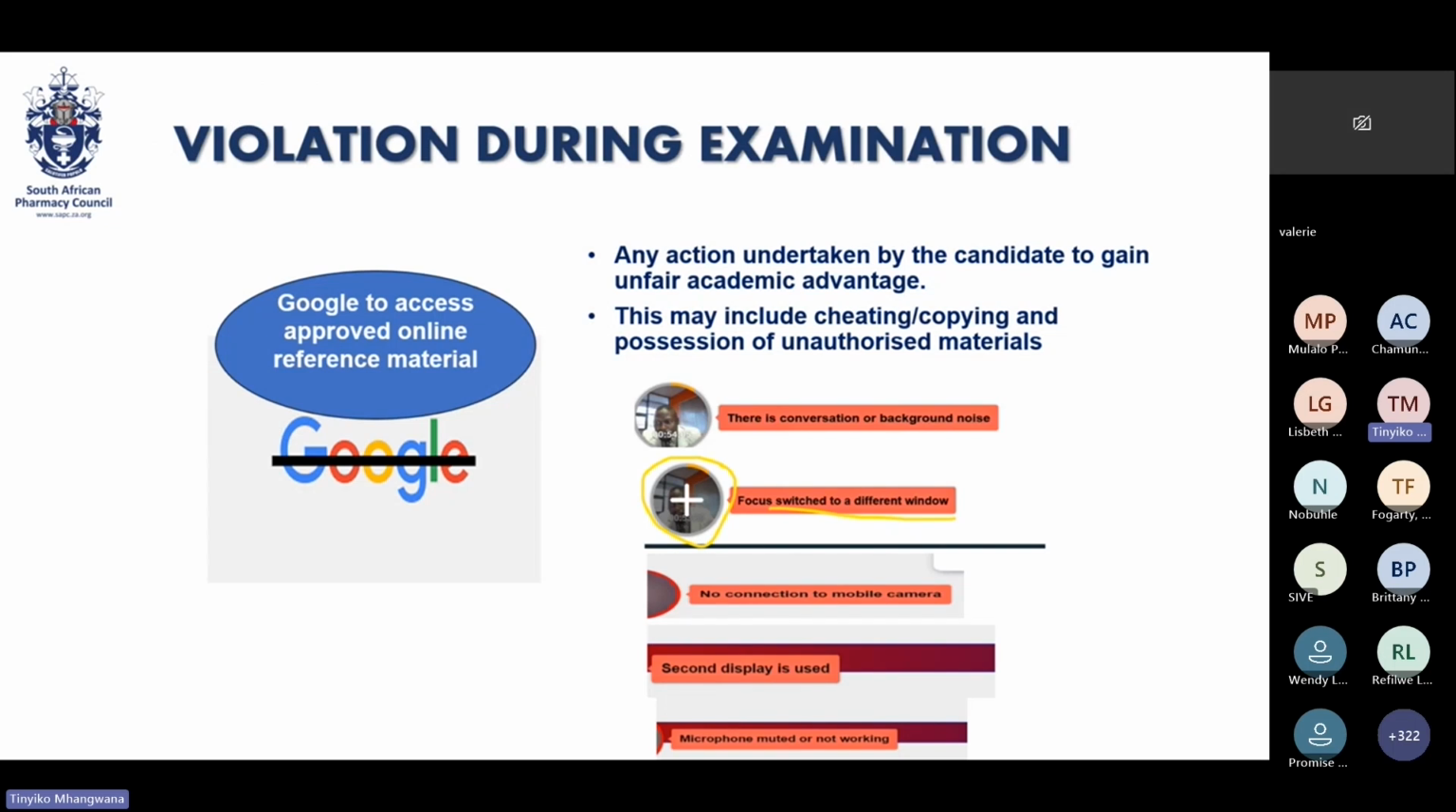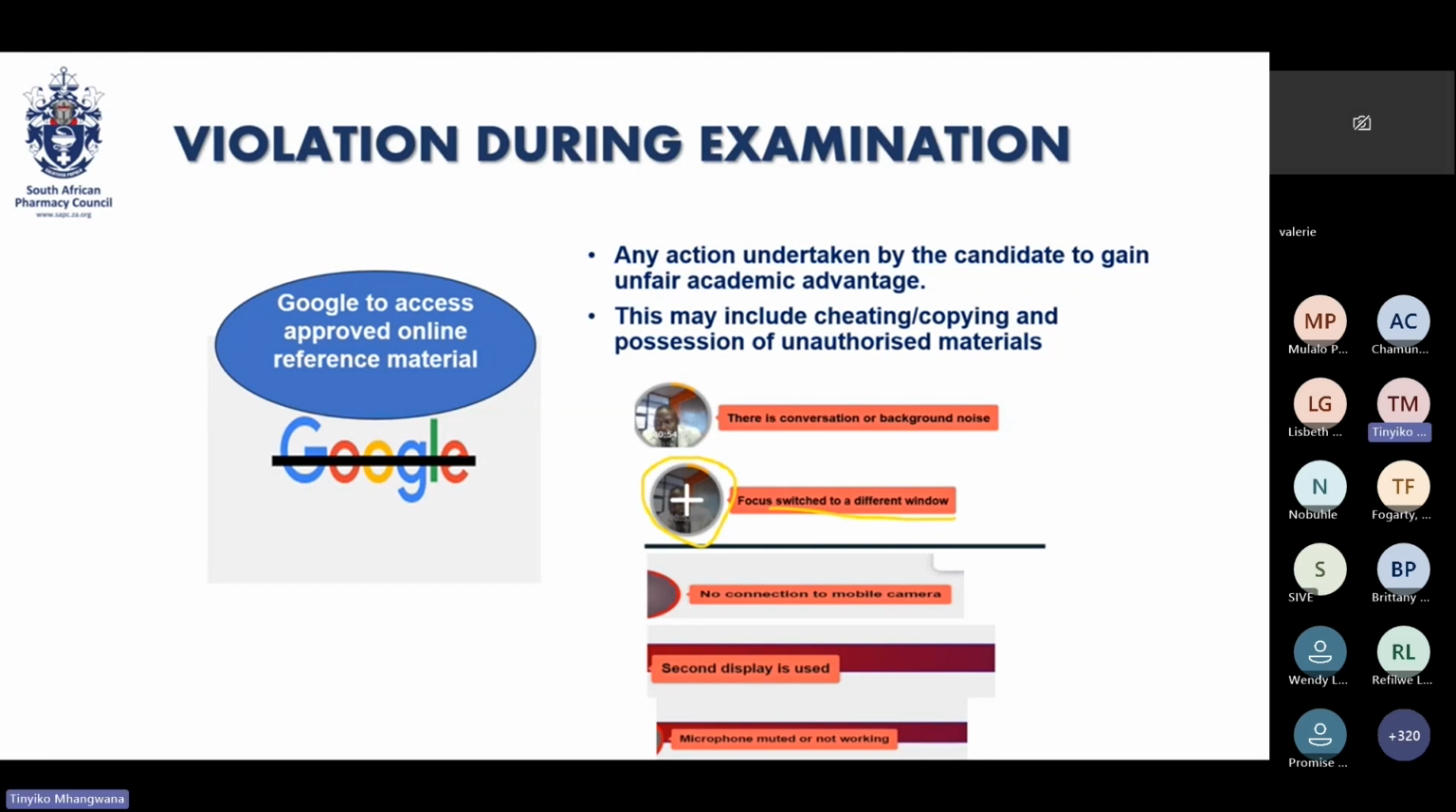There are violations that the system picks. If you are in a room and you're busy talking with other people, it will pick that you are not writing alone, you are probably getting someone to help you answer the questions. So noise will be picked up, but sometimes it can be things like beds and other things. The invigilator, when they see that background, if it's an innocent thing, it might be overlooked. But if you are getting answers or whatever, they can hear every conversation that is happening there.